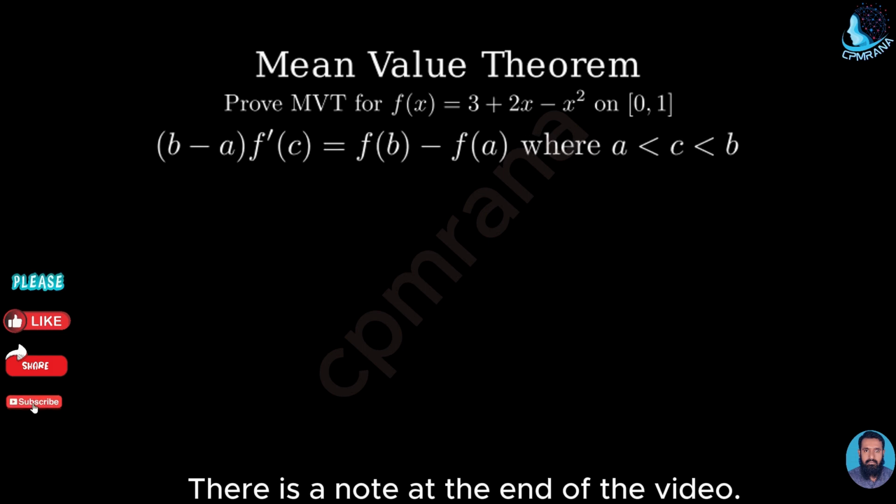For a function that is continuous on a closed interval [a, b], and differentiable on the open interval, there exists at least one point c between a and b where the instantaneous rate of change equals the average rate of change. Let's visualize our function.